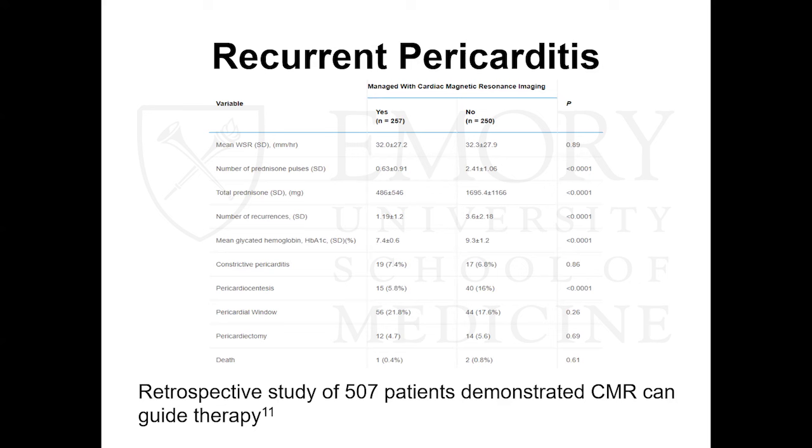So I think this shows here that in patients that are having a significant number of recurrences, cardiac MR can provide some pretty valuable information and guide our therapy to try and reduce exposure to things like steroids and potentially guide us away from needing procedural intervention without any increased risk for morbidity or mortality.